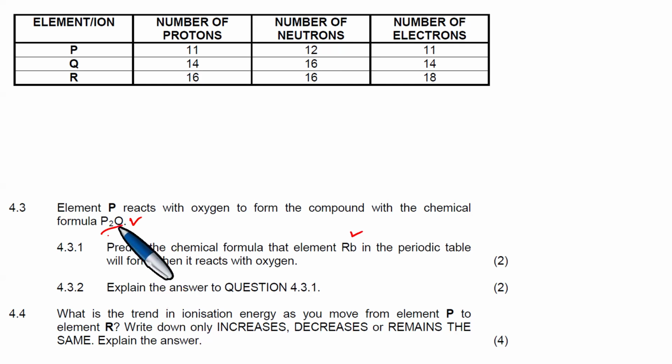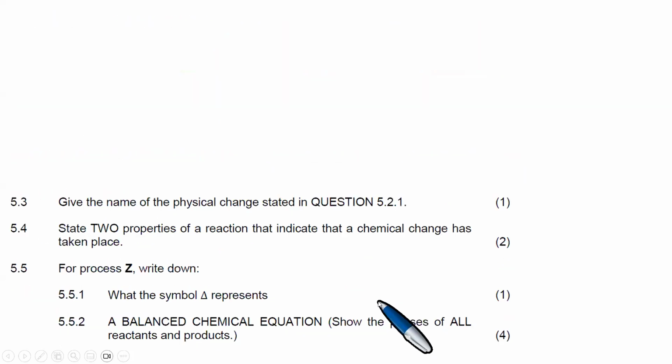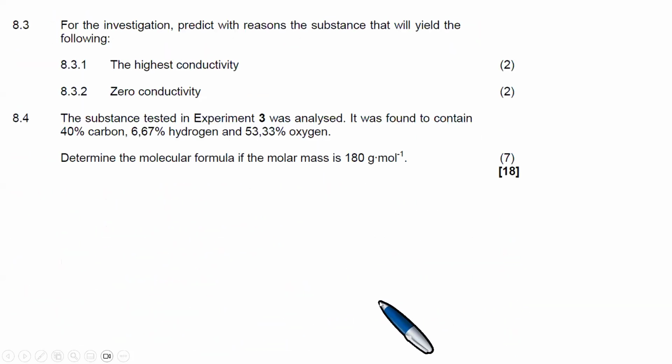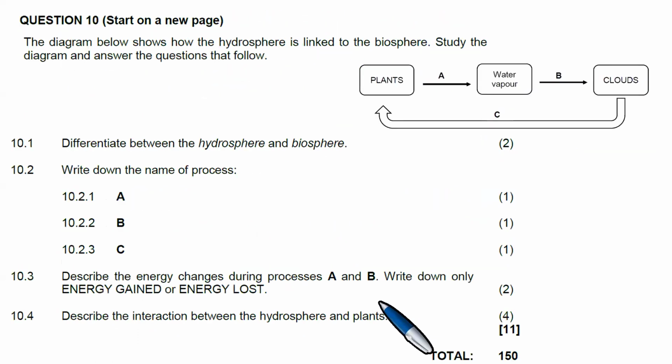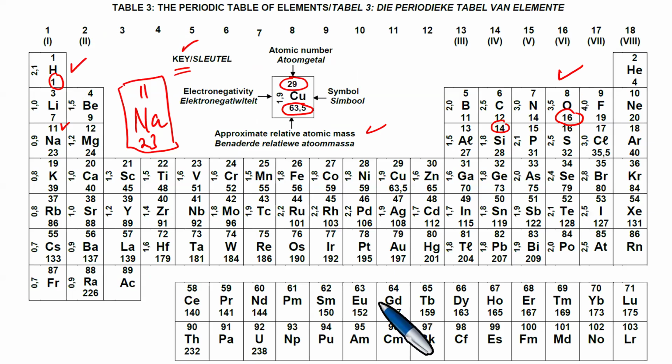Right. Now let us look at rubidium in the periodic table, but also we saw that element P is sodium. So let's look at rubidium, Rb. If you look very carefully and want to identify rubidium, it is here. Sodium and rubidium are in the same group. This is called group 1 of the periodic table.